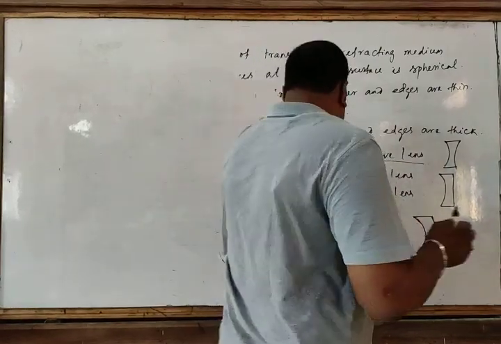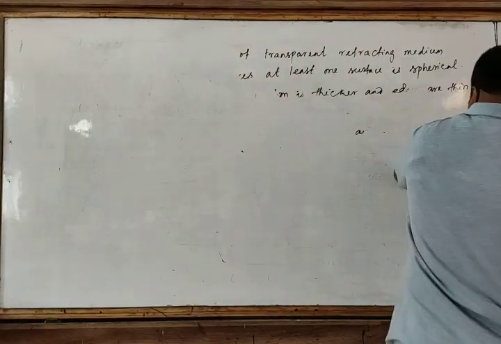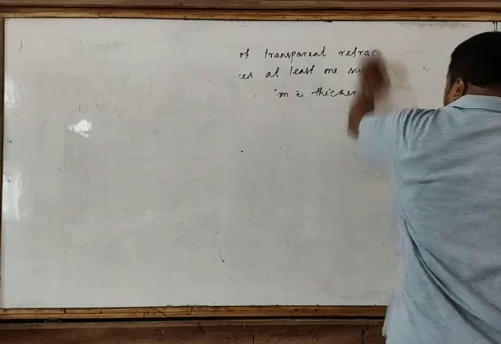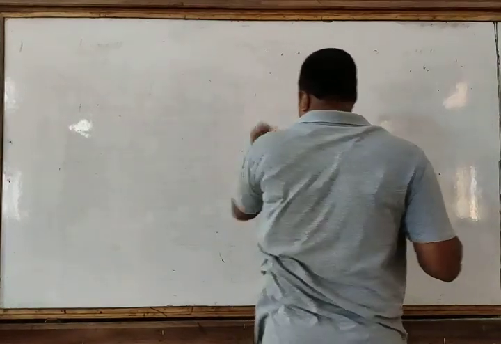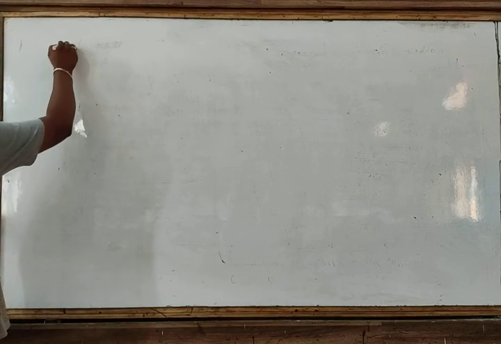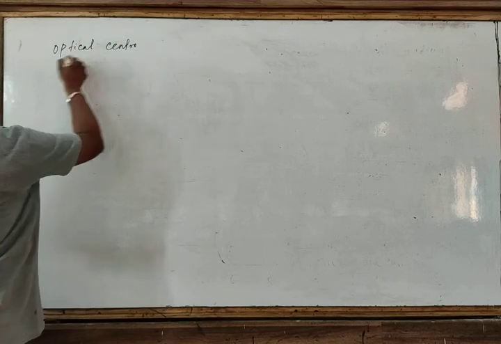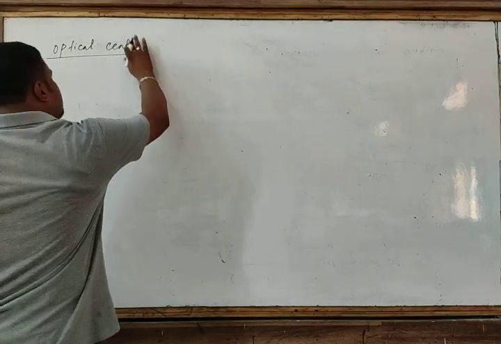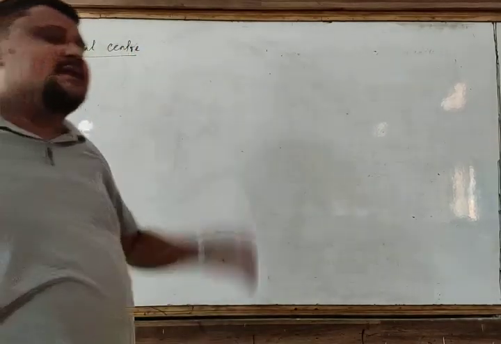Similarly, in a lens, the middle portion is called the optical center of a lens. Remember, that is very, very important. What is the optical center of a lens? That is the term we will use here, optical center.